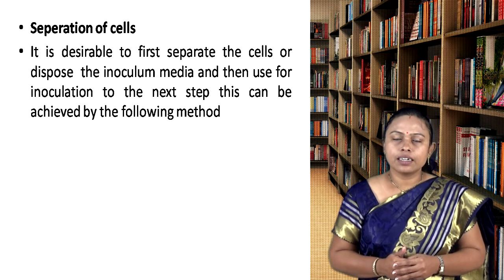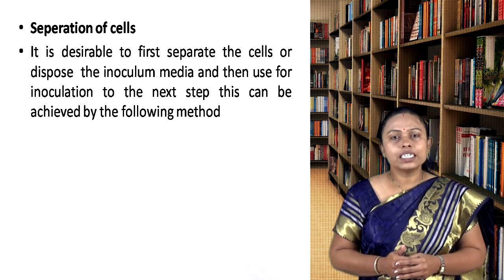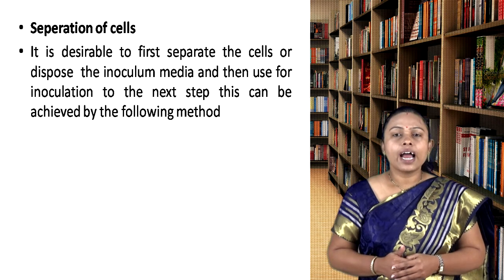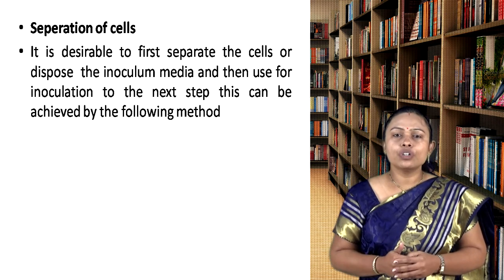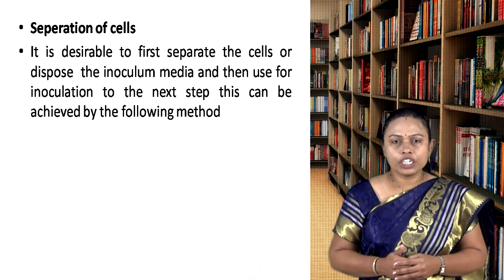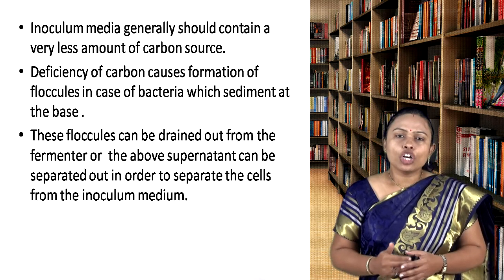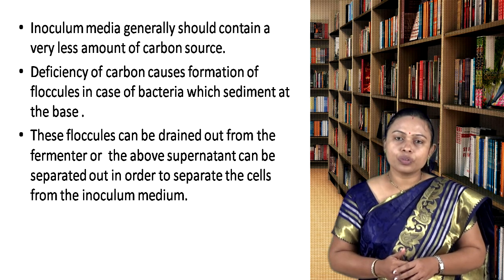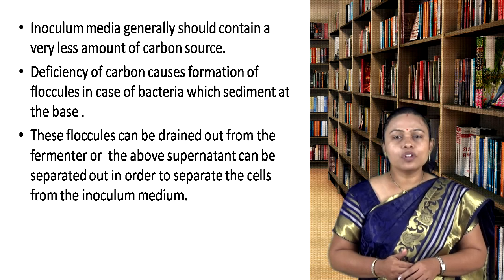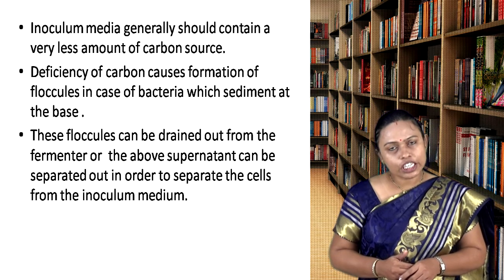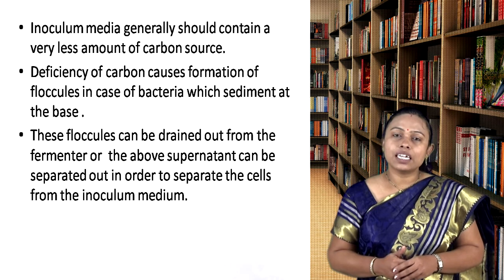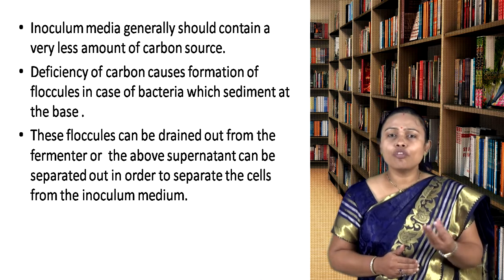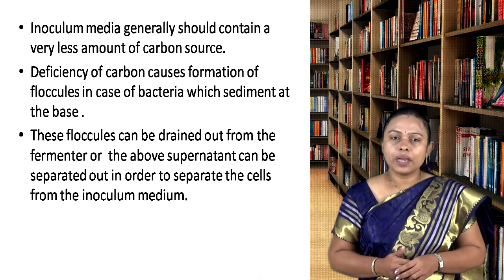Separation of cells. It is desirable to first separate the cells or dispose the inoculum media and then use them for inoculation to the next step. This can be achieved by the following method. Inoculum media generally should contain a very small amount of carbon source. Use of less carbon source causes a deficiency of carbon as the microbial cells grow. Deficiency of carbon causes formation of floccules which settle at the base.